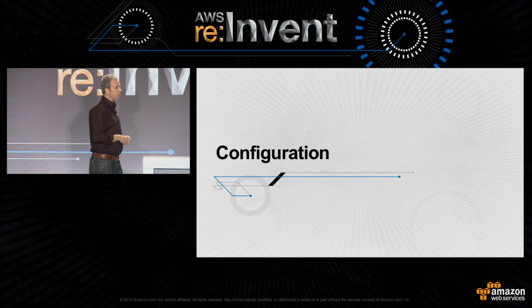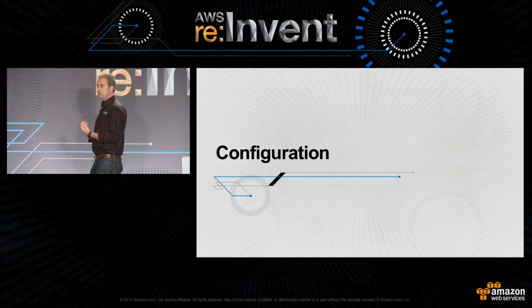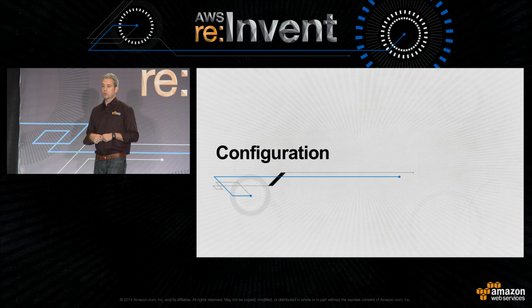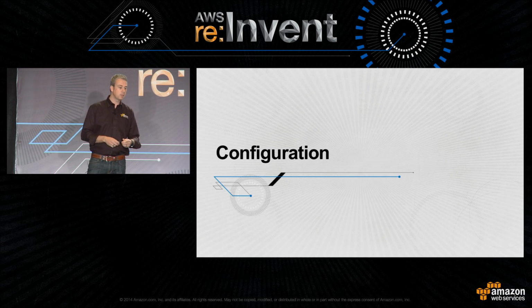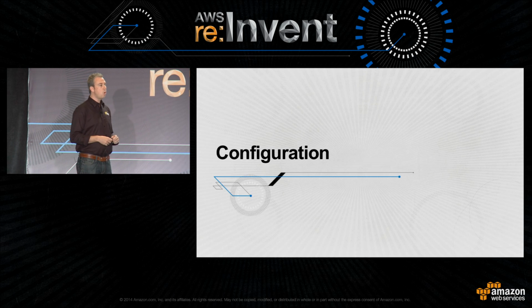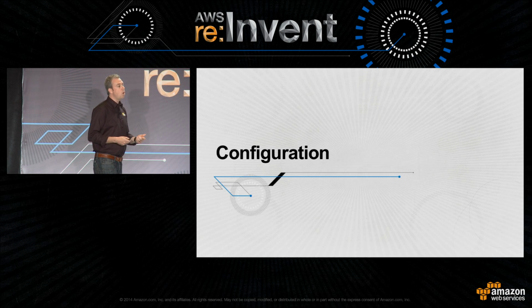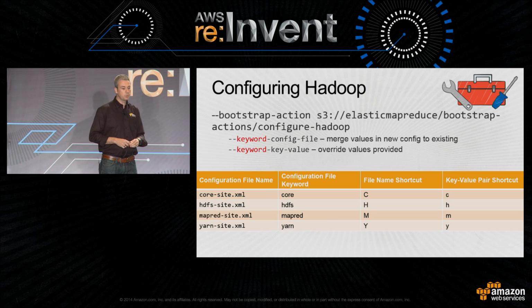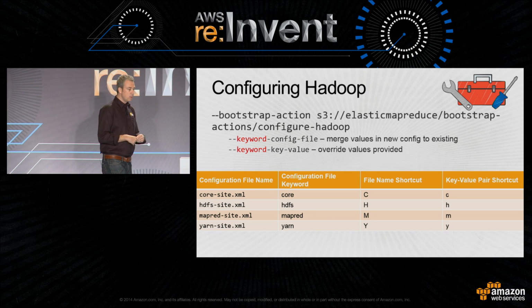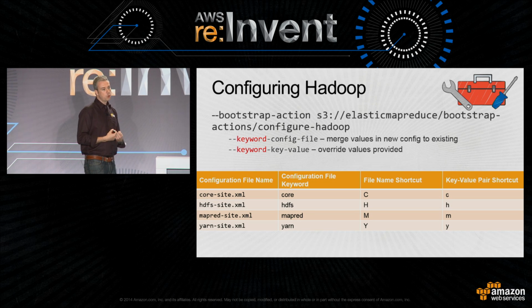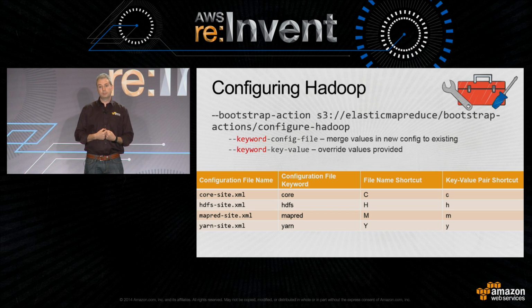So let's talk about configuration for a minute, because it's an important part of what you may do as you move deeper and deeper into your delivery of software through Elastic MapReduce. And it's important to know what's there that you may want to change from a configuration perspective. The first thing we might want to do is change the core Hadoop configuration.